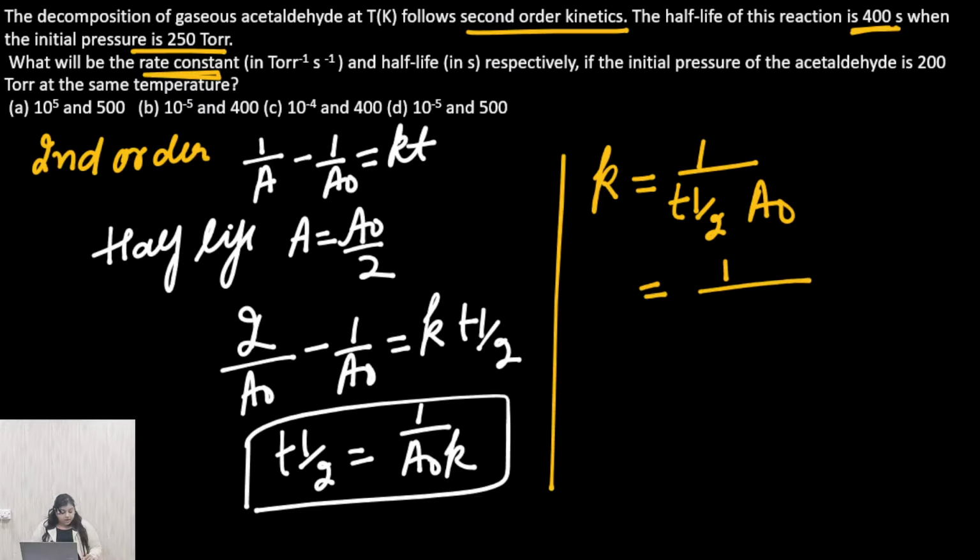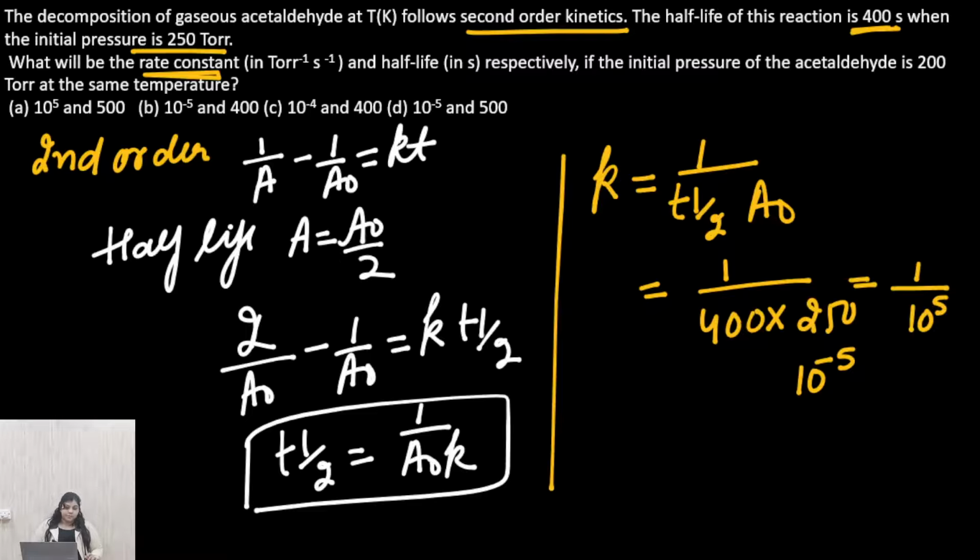We get it as 400 into the A naught value, which is 250. Solving this, 25 fours are 100, and with 3 zeros along with this, it becomes 10 raised to the power of 5. So the rate constant value will be 10 raised to the power of minus 5. So this is the value of K that I am getting.